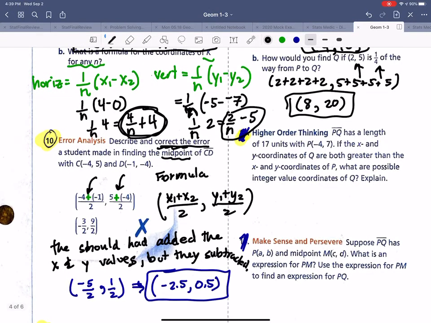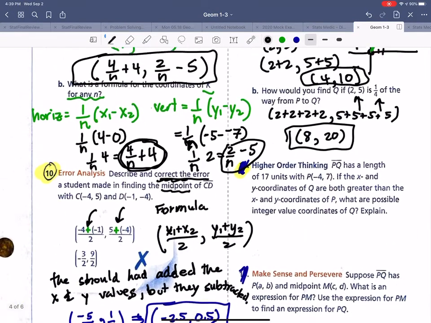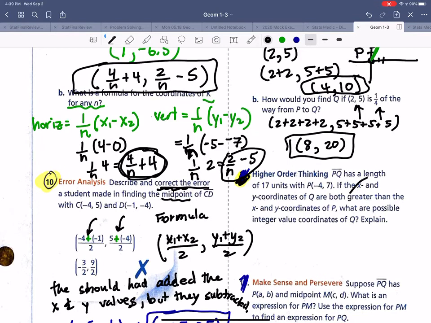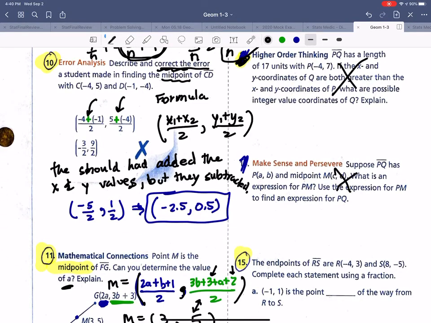It says higher, oh, not one more. Okay, this one we're skipping.